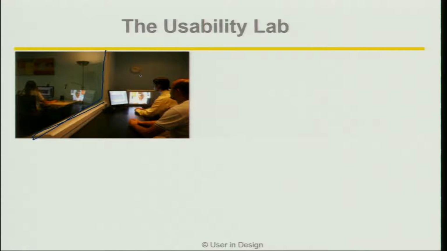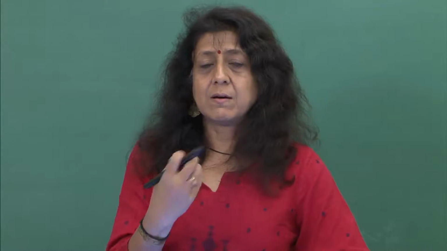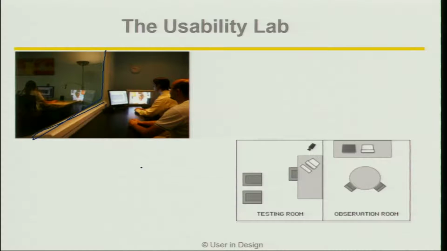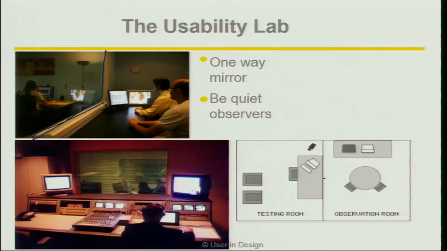The second reason is that all the other people, let's say the design team, a pretty big design team, can all assemble in the other room and talk to each other. As the user is going through different things on the design and they're getting insights or strong feedback, they can be discussing with each other and making notes. So this is how a usability testing lab is typically like. You would have a testing room and an observation room with a one-way mirror in between. On the other side of the one-way mirror, you are expected to be quiet observers.